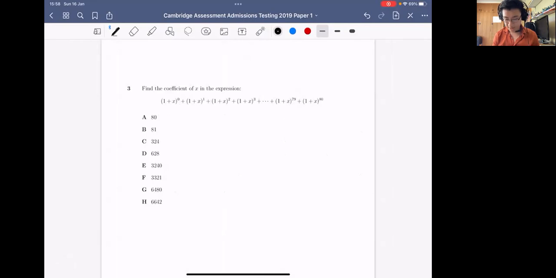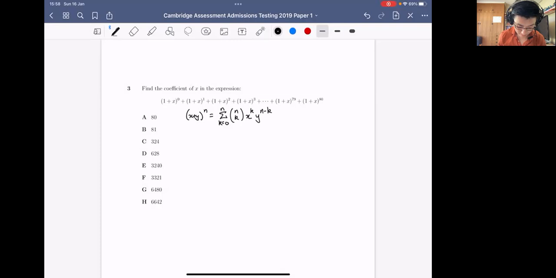Find the coefficient of x in the expression. Oh, wow. Let's see. Find the coefficient of x. I guess we will. Yep. So the binomial theorem. I think this is right. x to the k, y to the n minus k. Then what is the coefficient of x?